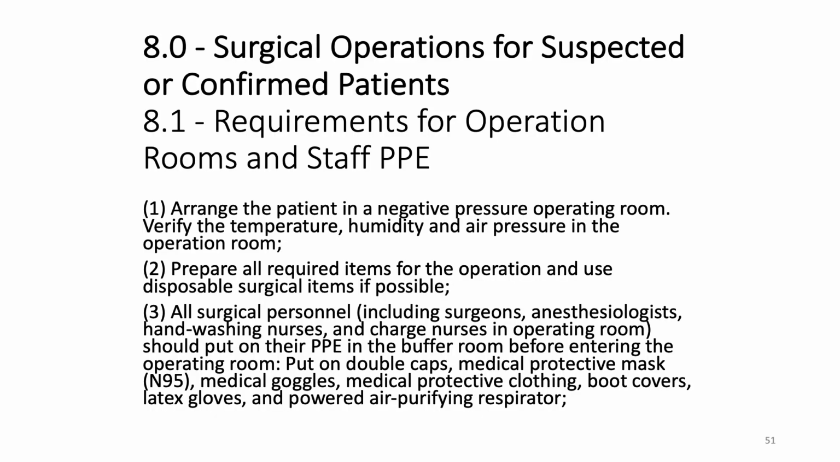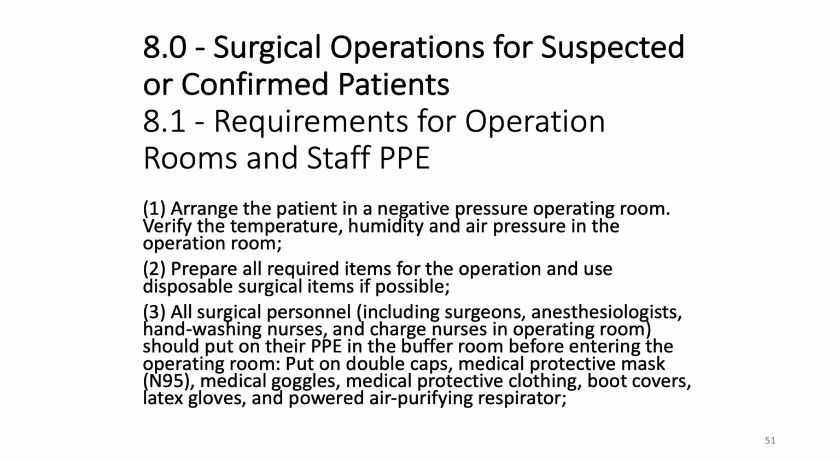We now come on to section 8.0, surgical operations for suspected or confirmed patients. 8.1, requirements for operation rooms and staff PPE. 1. Arrange the patient in a negative pressure operating room. Verify the temperature, humidity and air pressure in the operation room. 2. Prepare all required items for the operation and use disposable surgical items if possible.